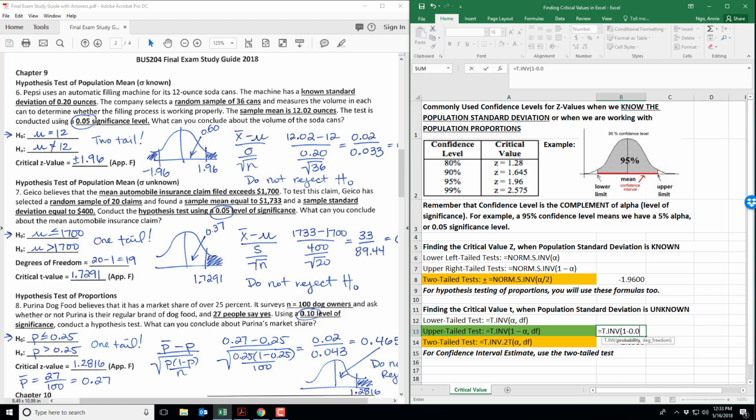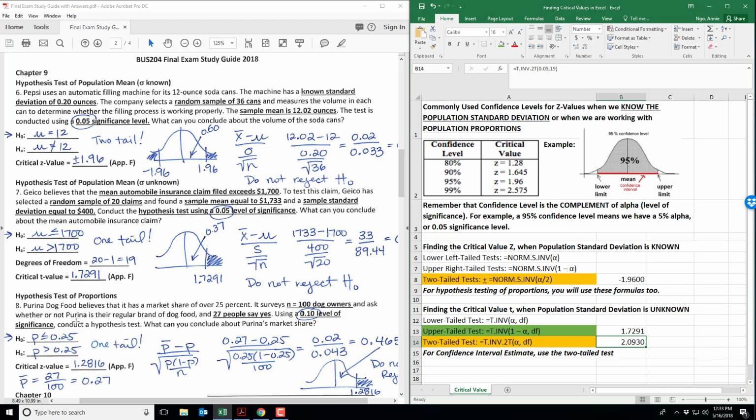I'll type in 0.05, comma, and then my degrees of freedom in this story was our sample of 20 claims minus 1. So there's our 19. Close my parentheses, and when I hit enter, I get 1.7291, which was the same as we found in our Appendix F.